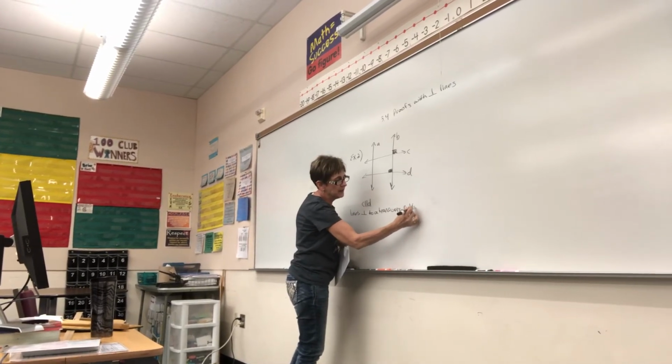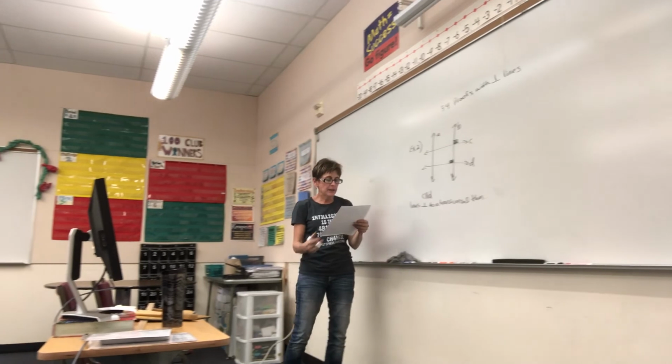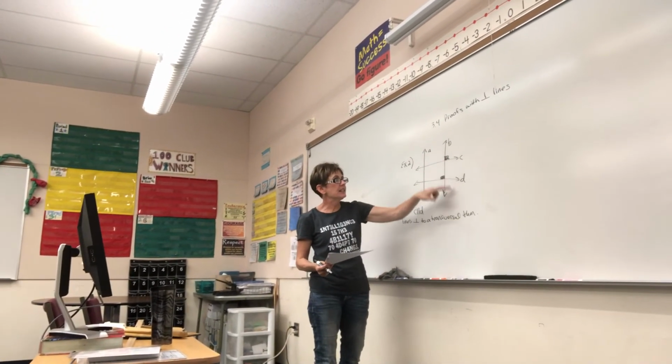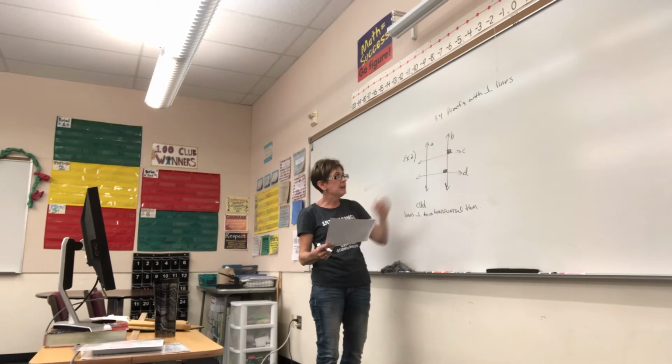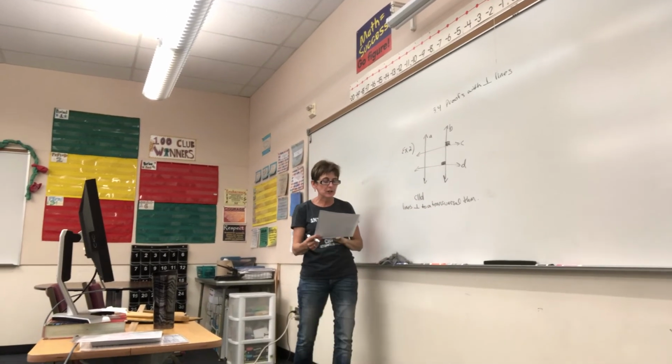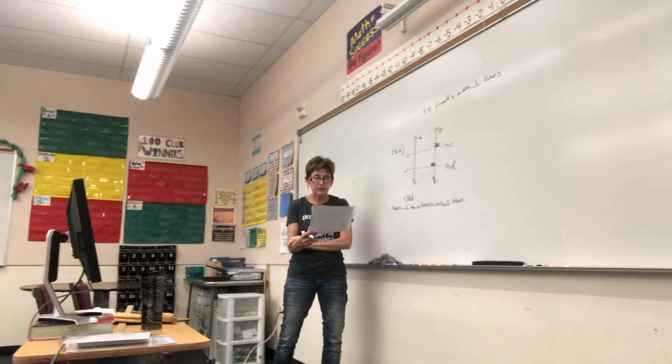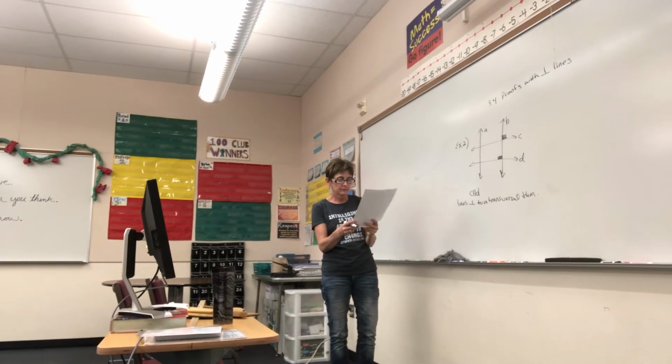And again, what that theorem tells us is that if two lines are perpendicular to the same line, so C and D are both perpendicular to B, then they must be parallel to each other. That was the lines perpendicular to a transversal theorem. So that's how we proved that one.